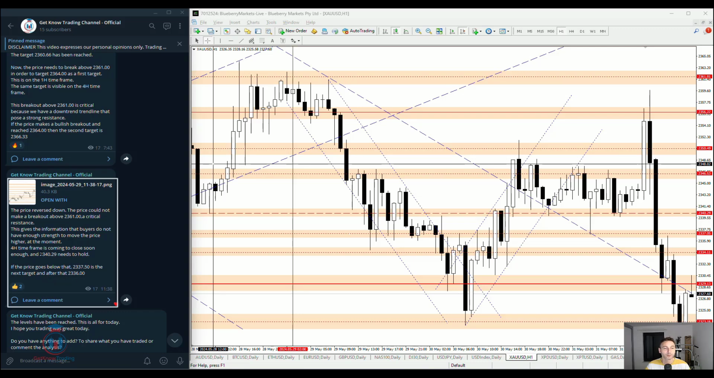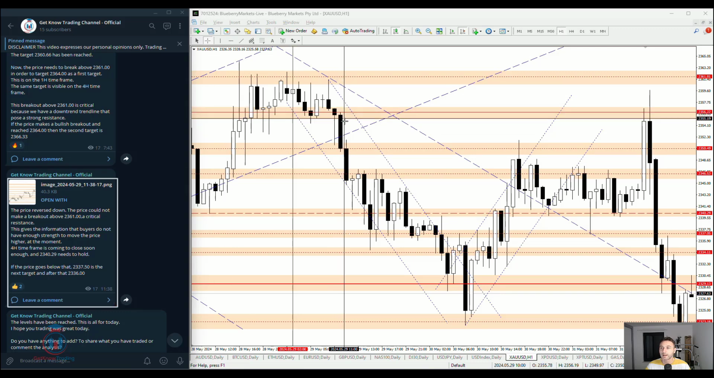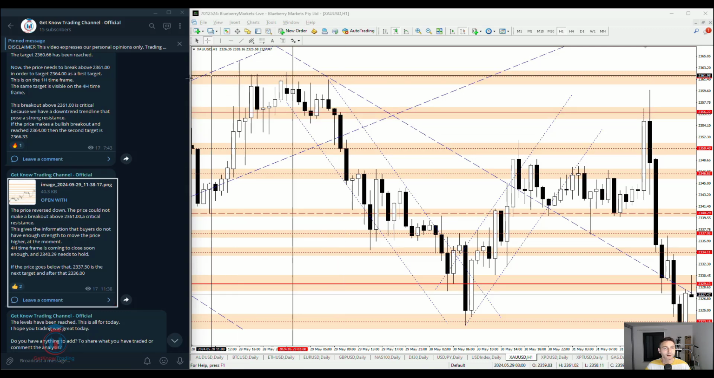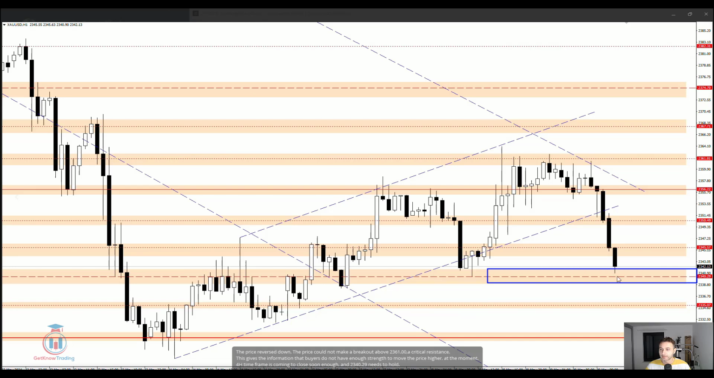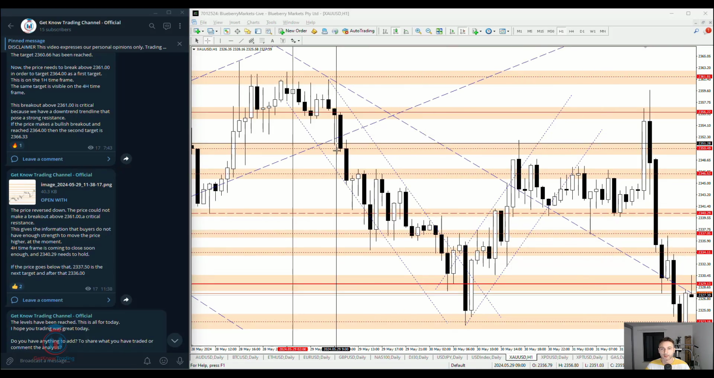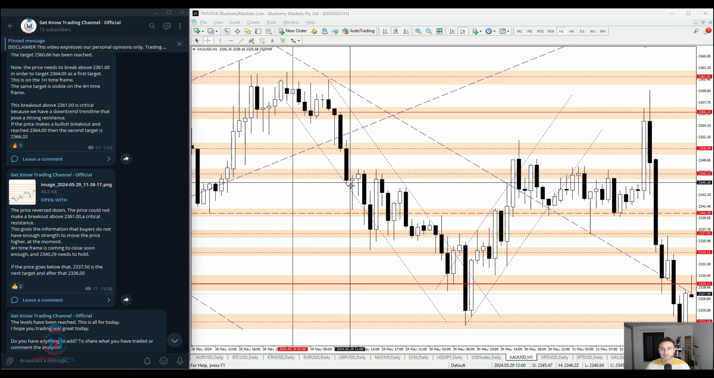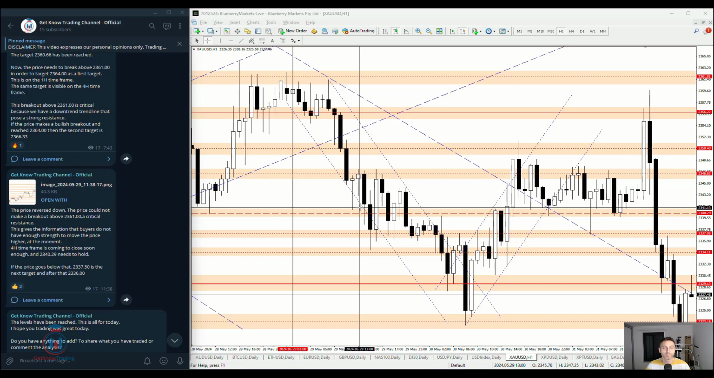So 2340.29, let me check the chart. We can see that here, 2340.29, it was when the price was moving. This is the case. Then 2340.29 needs to hold. If the price goes below that, 2337.50 is the next target, and after that 2336.